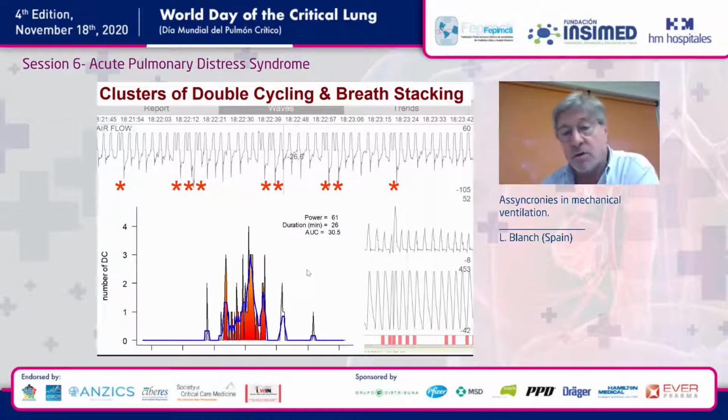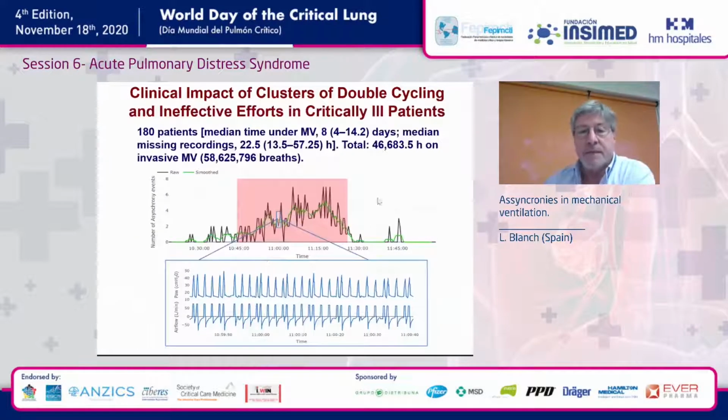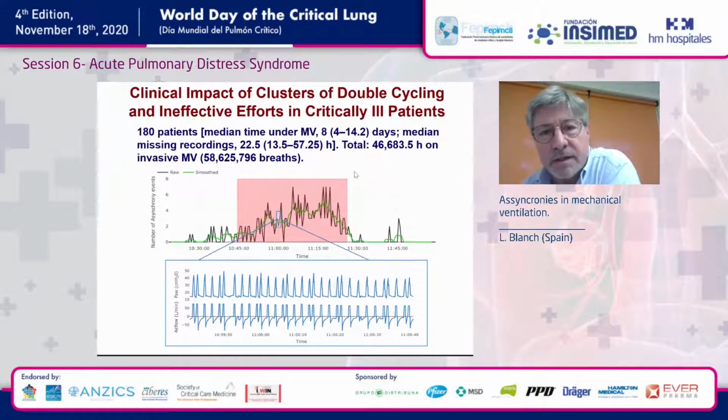These are clusters, not of ineffective efforts, but of double efforts, where there is certain power and certain duration. Up to now, we are classifying this like that. This is a paper that is now under review. We want to answer the question whether in any patient on mechanical ventilation, clusters of double cycling and ineffective efforts can be associated with mortality. So we looked at 180 patients. The number of missing records is quite acceptable. We get more than 70-75% of time in mechanical ventilation where we get the signals: 45,000 hours and almost 60 million breaths.